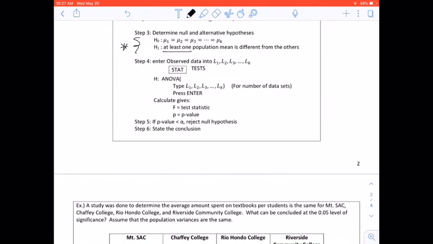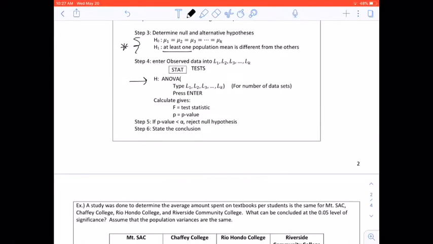Step 4 is enter the observed data into L1, L2, L3, and so on. The one that we had up above had 3 different groups, so we would be using L1, L2, and L3. And then we go to Stat, Test. We are using the Anova test. You type in L1, L2, L3, and so on for the number of data sets, and then press enter. Calculate gives us the F, which is the test statistic, and P, which is the p-value.